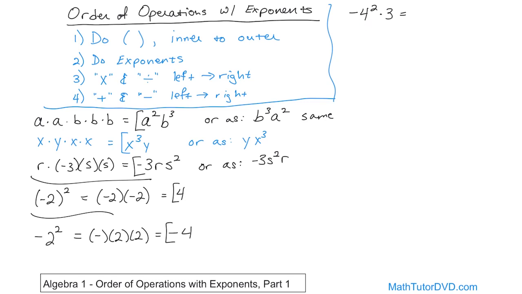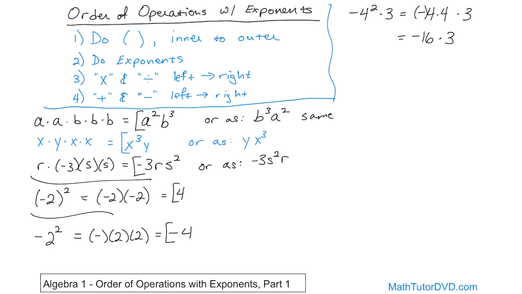I must do the exponent first. That's what the order of operations is really telling me. All right? And here, it's negative 4 squared, which is really like negative 4 times 4. The negative is just kind of hanging out there, 4 times 4. And then you have multiplied by 3. So what you have is negative 16 times 3.